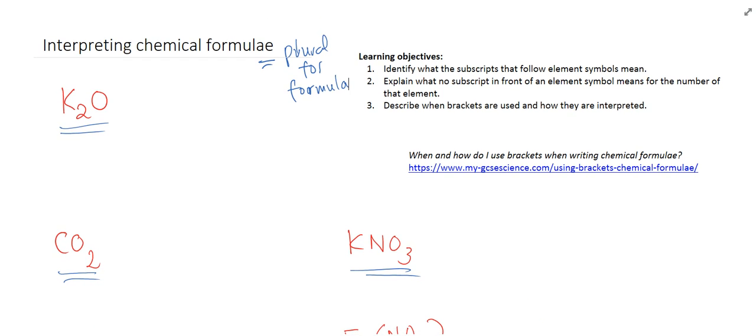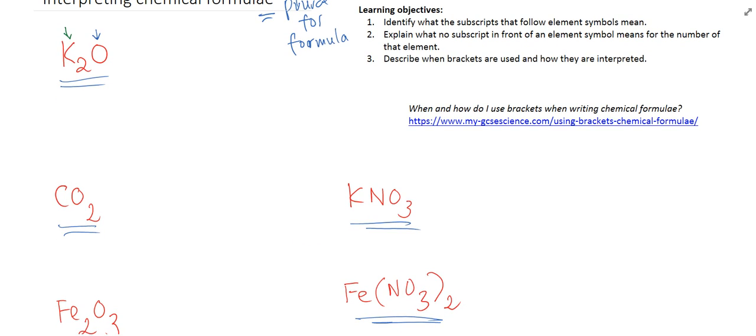When we look at chemical formulae, we find that elements are represented with their elemental symbols. So potassium here, for example, if you look at it on the periodic table, is represented with a K. Oxygen here is represented with an O. So chemical formulae represent all the elements with their symbols.